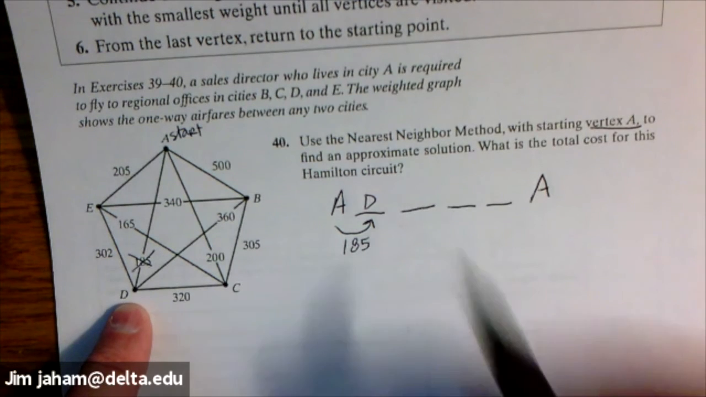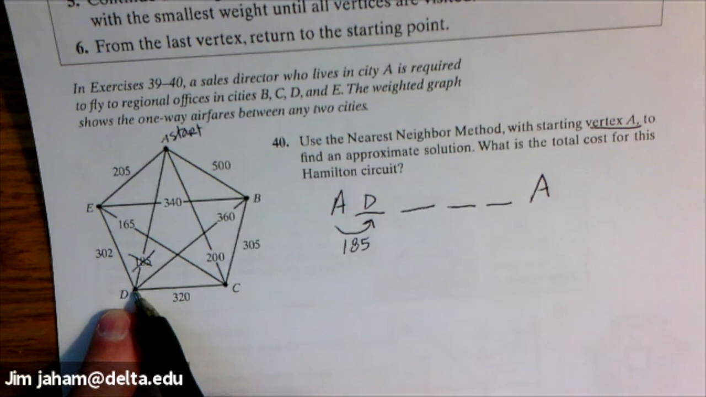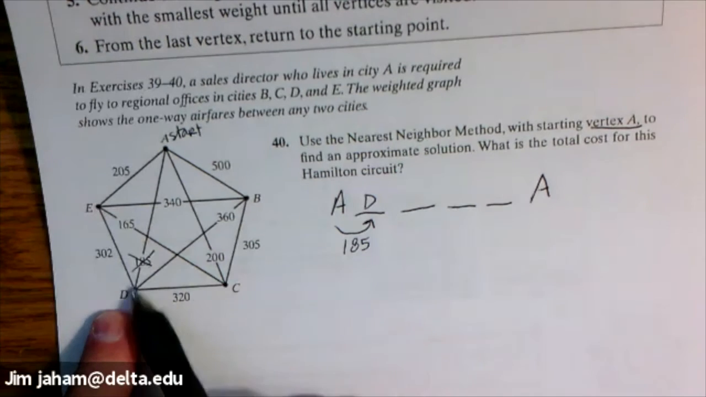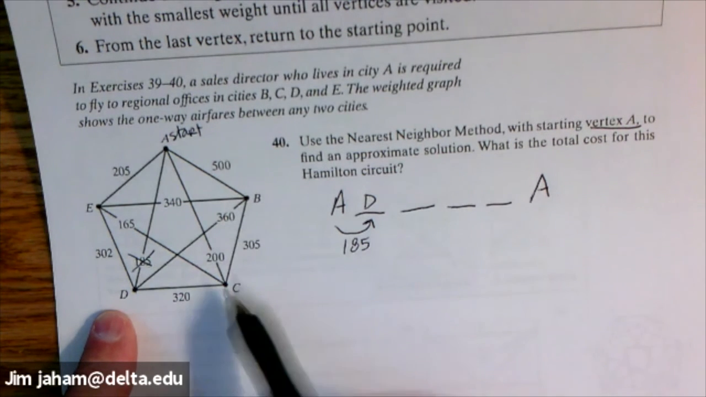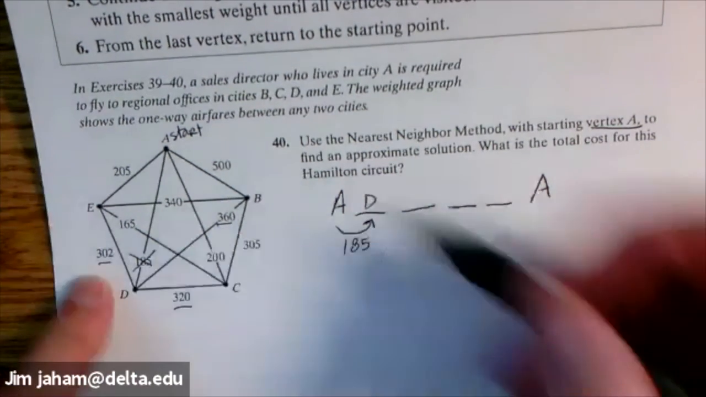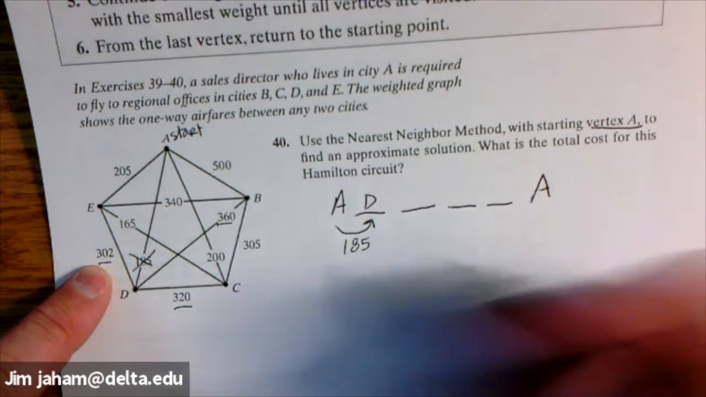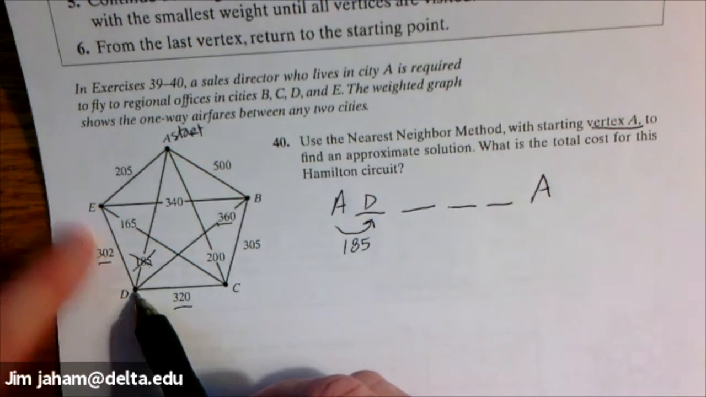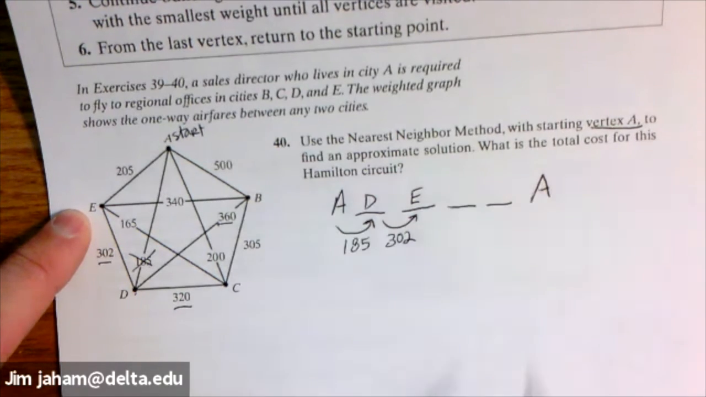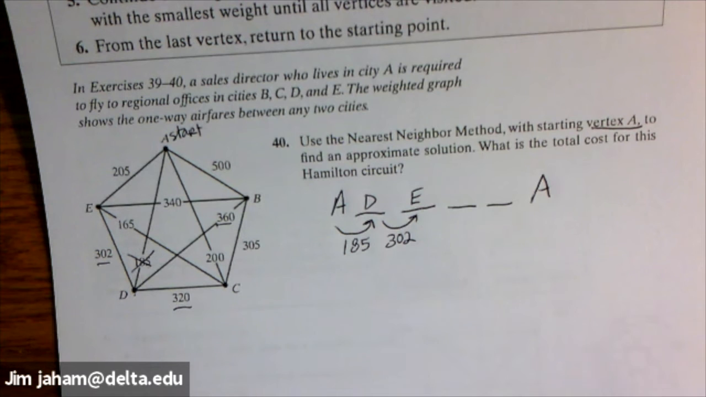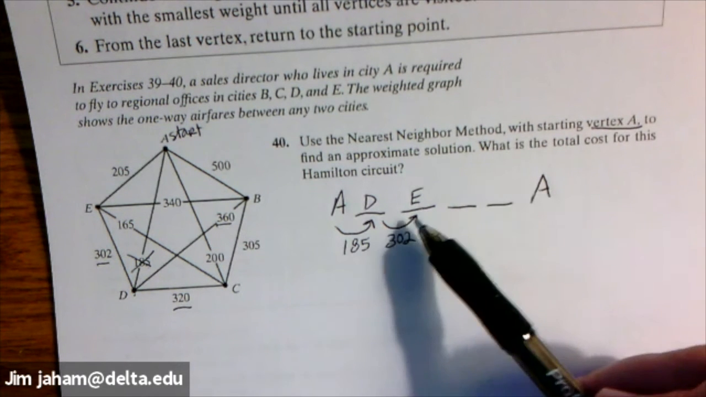But what is the nearest neighbor to D other than A? This is a complete graph, so D goes to all the other vertices. 302, 360, or 320. What's the nearest neighbor? Well, 302 is the shortest number of miles, so it's the nearest neighbor. So if we go to the nearest neighbor, then from D, we're going to go to E, and that distance is 302. All right, so now we can't revisit D, we can't revisit E, and we want to wait to go back to A as the last thing. So our choices are either B or C.